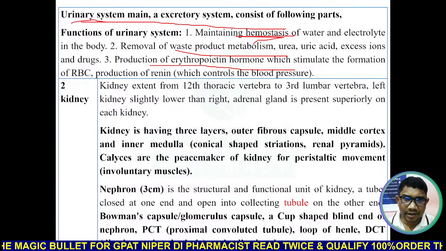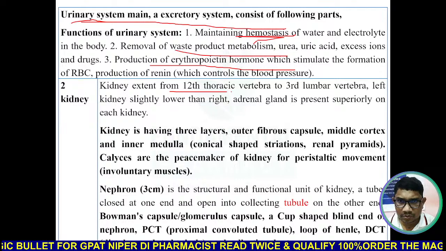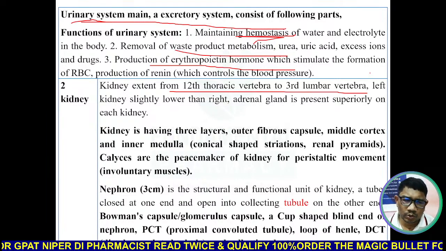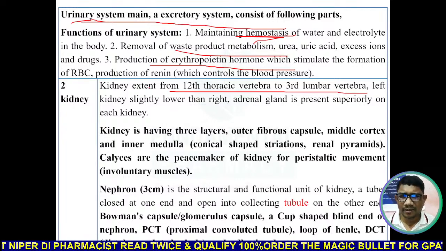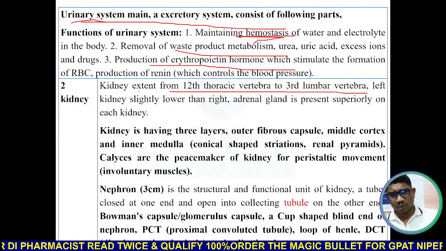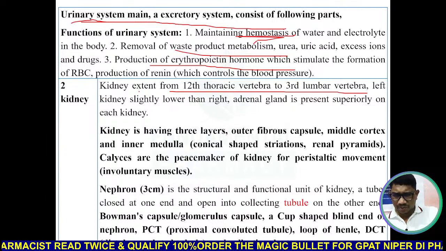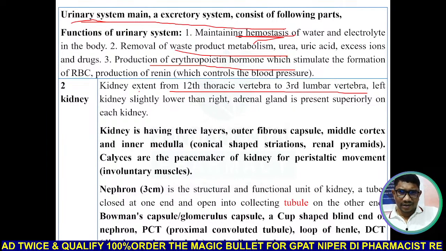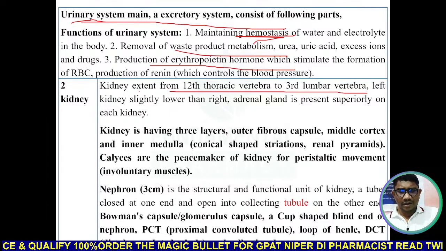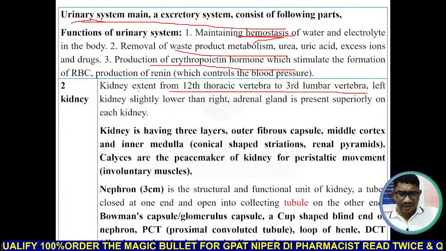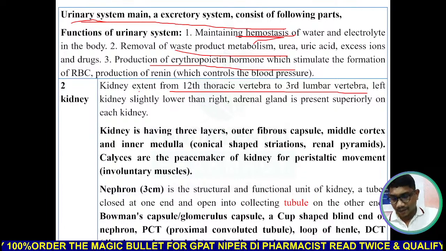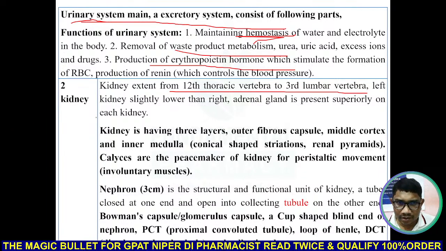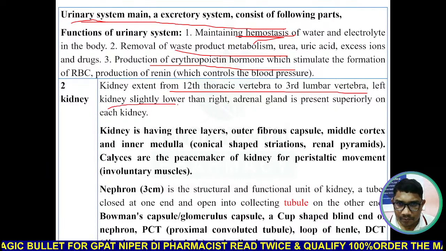Now what about the kidney? Kidney extends from the 12th thoracic vertebra to the 3rd lumbar vertebra. You will find the kidney between the 12th thoracic vertebra of the vertebral column and the 3rd lumbar vertebra. There are two kidneys, left and right. The left kidney is slightly lower than the right kidney.